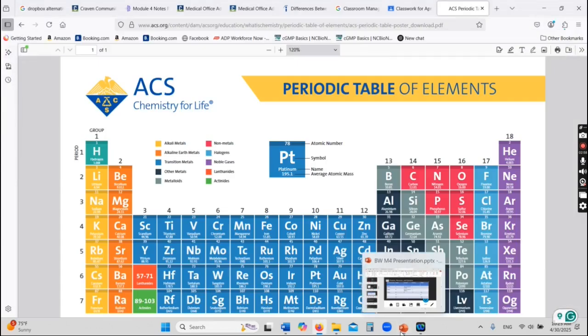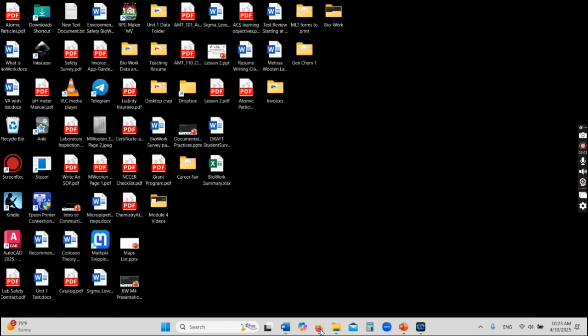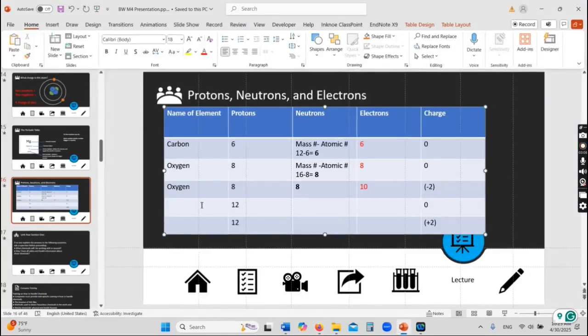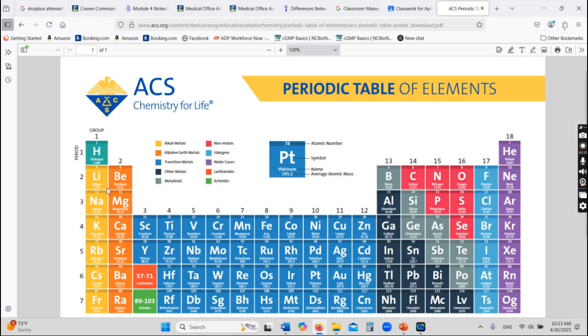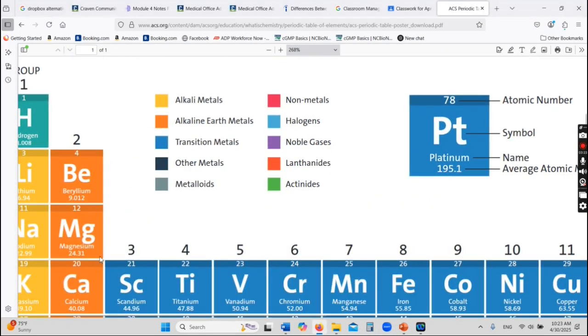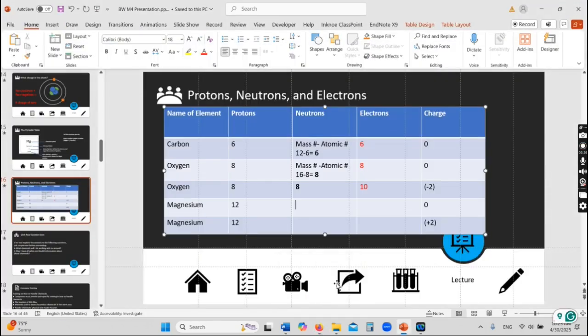All right. And now we are going to go to 12. 12 is magnesium. Magnesium. All right. And let's just go ahead and fill it in for the next one. Magnesium, let's look up our mass number. Our mass number for magnesium is 24.31. We're going to round that down to 24. So now we're going to do 24 minus 12 equals what? 12. That's it.